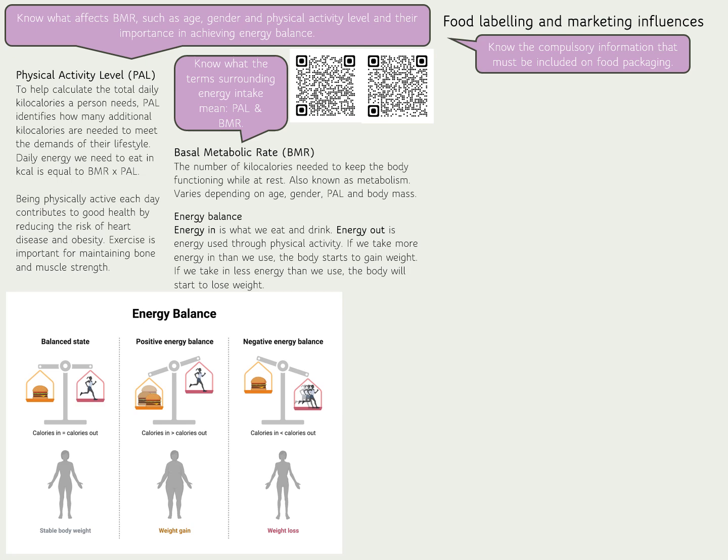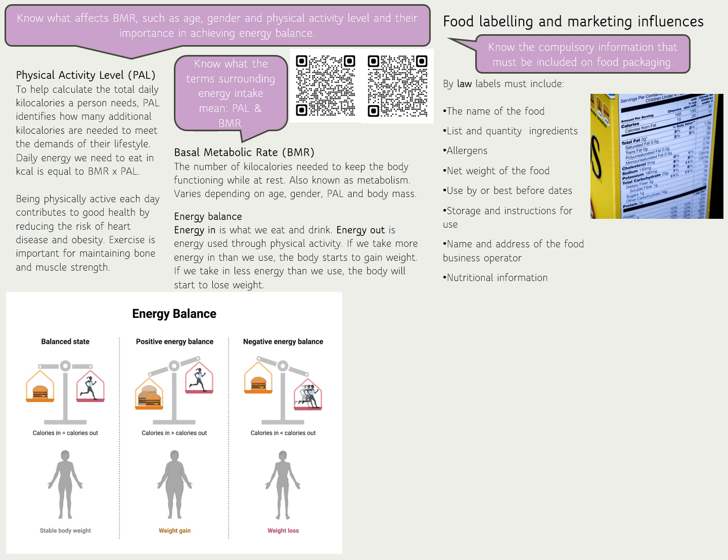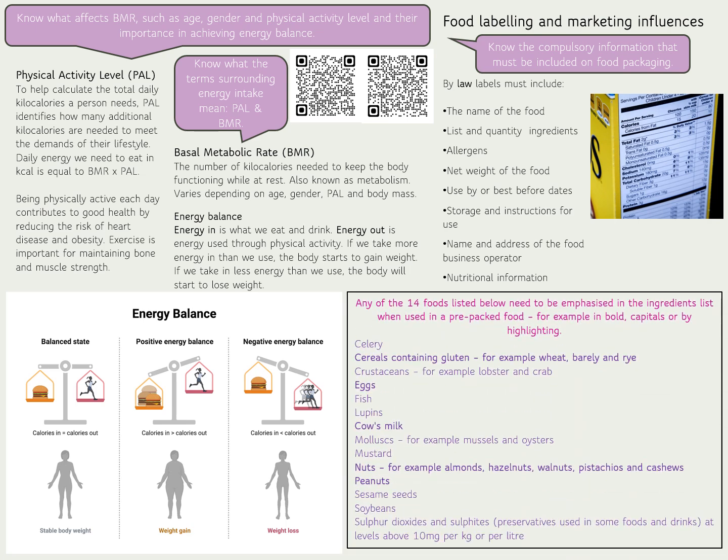Something that hasn't cropped up for a little while but does crop up in this paper is food labelling and marketing influences, and the idea that foods have to be, by law, labelled with particular information. So by law, food labels must have the name of the food on there, the list and the quantity of ingredients, any allergens, the weight of the food, the use by or best before dates, and any storage and instructions for use. It must have the name and address of the food business operator so that if the food doesn't perform correctly, they can be contacted, and it must also have nutritional information.